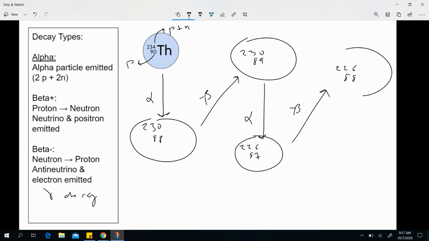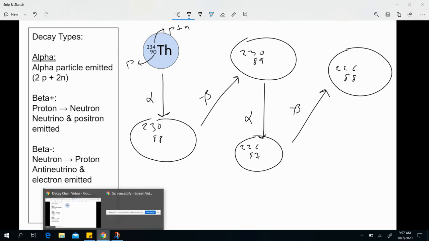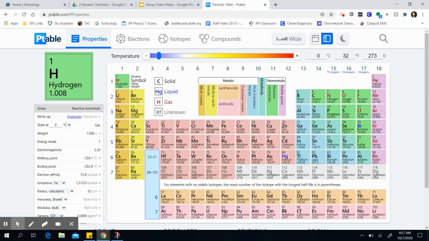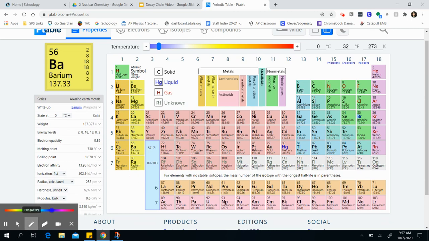All right, let's figure out what elements these are. If I go to my periodic table, I can see that element 88 is radium. Element 89 is actinium. And then element 87 is francium. And then we have element 88 twice, so that's going to be radium again. Radium, actinium, francium, and then back to radium.